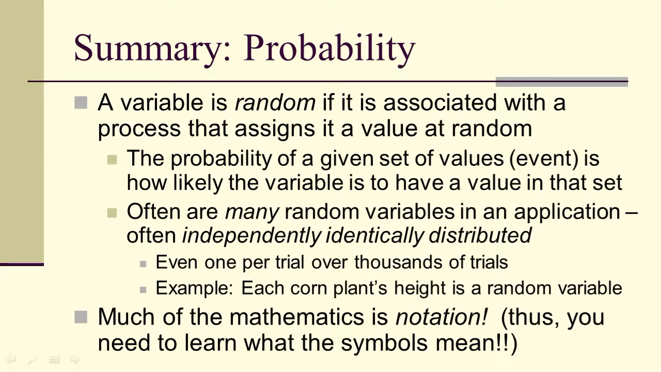So in summary, a variable is random if it's associated with a process that assigns it a value at random. The probability of a given set of values is how likely the variable is to have a value in that set. In many situations, we have a lot of random variables, and very often they're independently identically distributed. We may have one trial independent of thousands of other trials, or a corn plant's height being a random variable in a large cornfield. And much of the mathematics, as you've seen, is about notation. So you'll need to know what these symbols mean, but that's a lot of the battle.